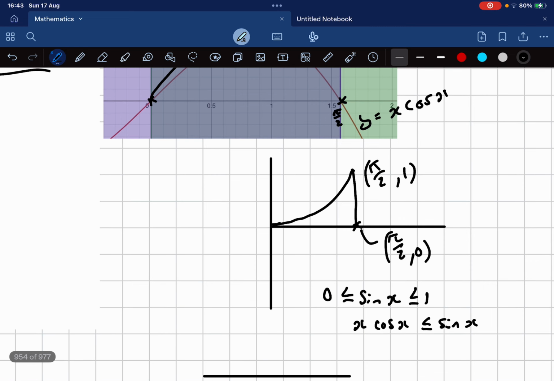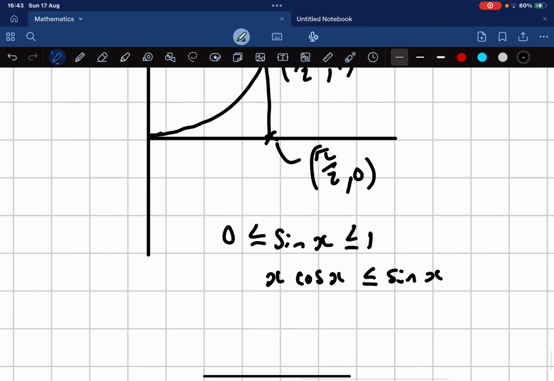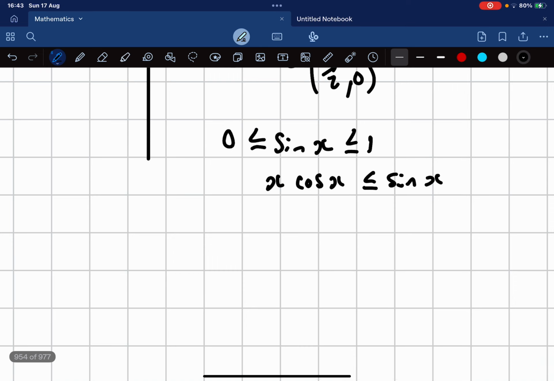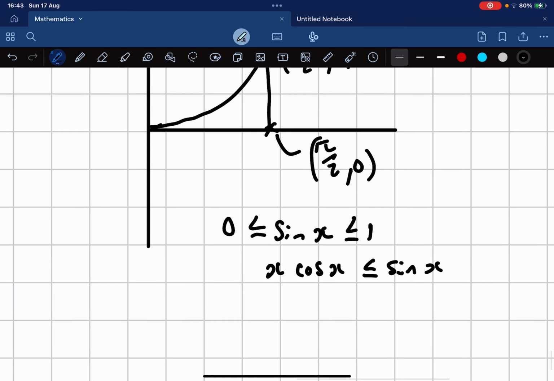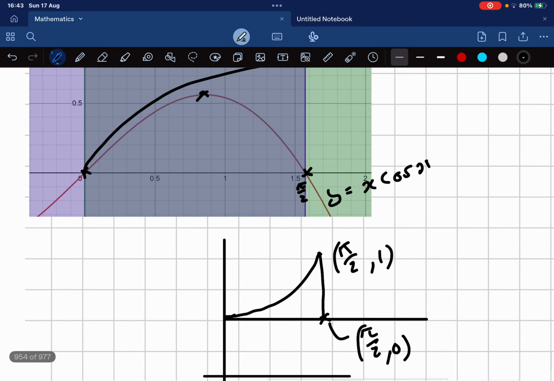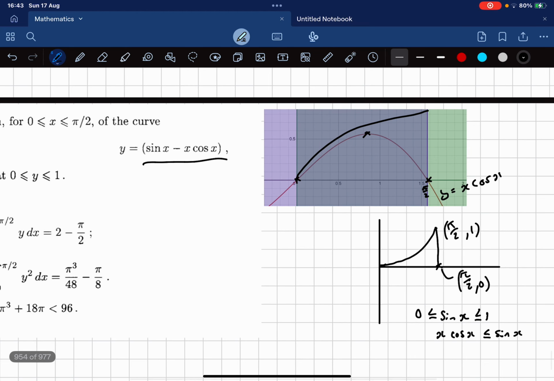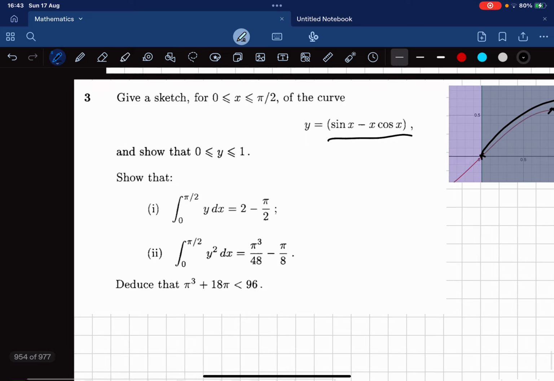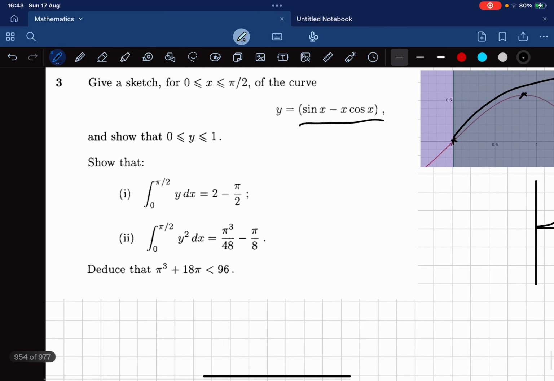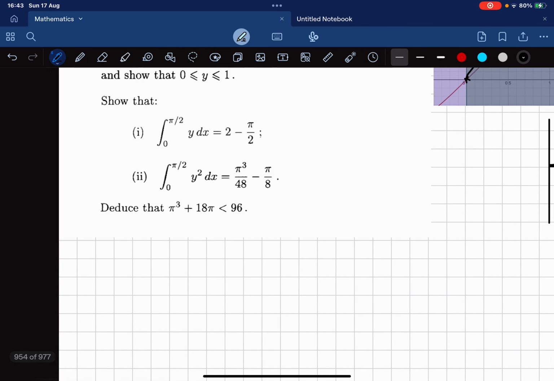So therefore we know that sin x minus x cos x is going to live within this range. So that's quite nice, because we're taking away from sin x, it's not going to be greater than 1, because x cos x is positive here. So I'd write that down, but I'm just explaining it to you, because this is a recording.